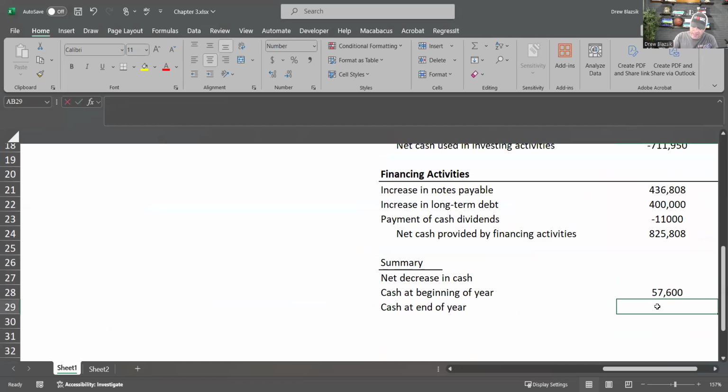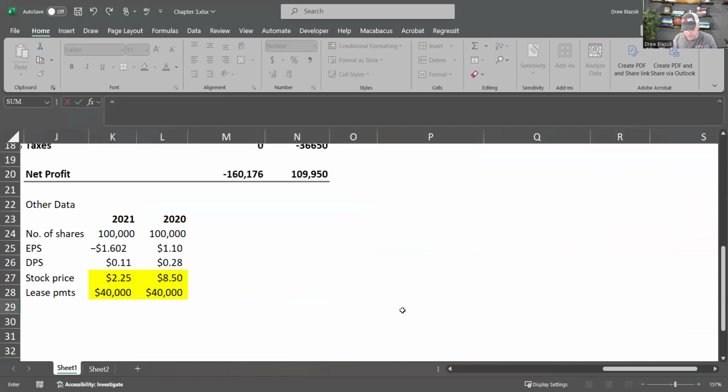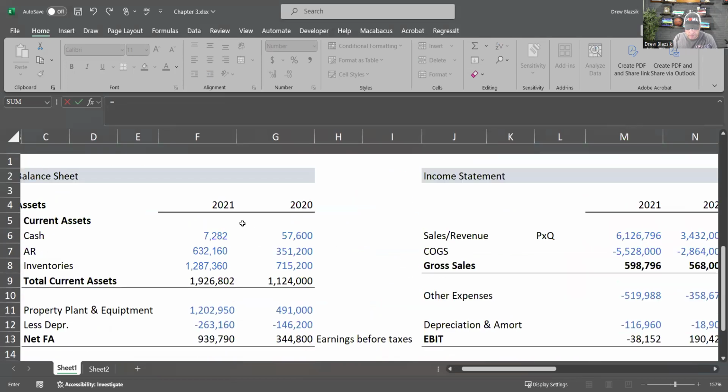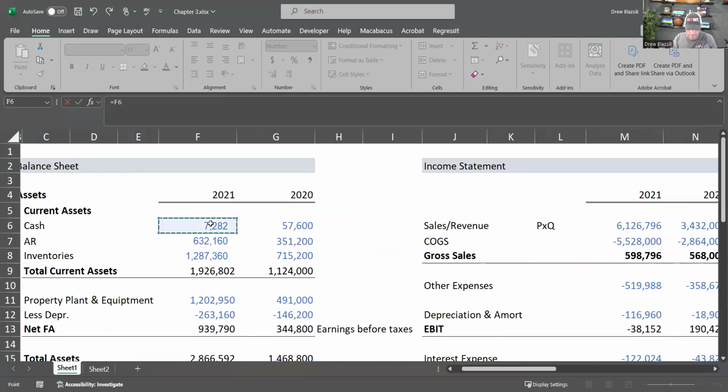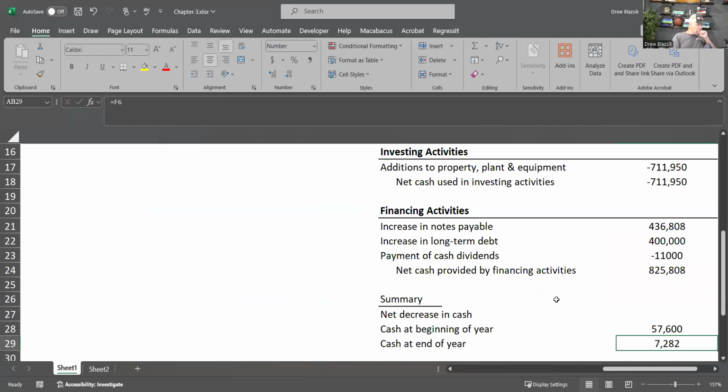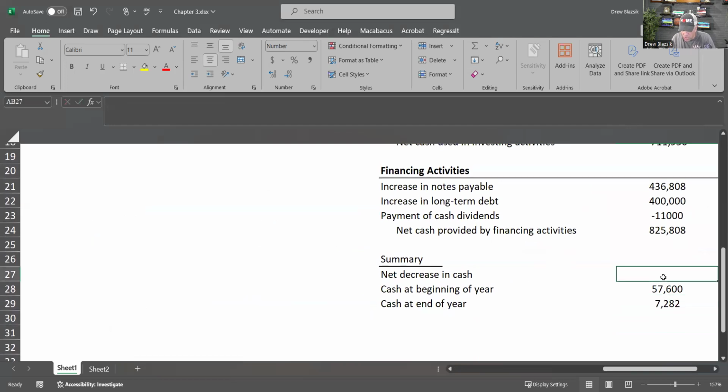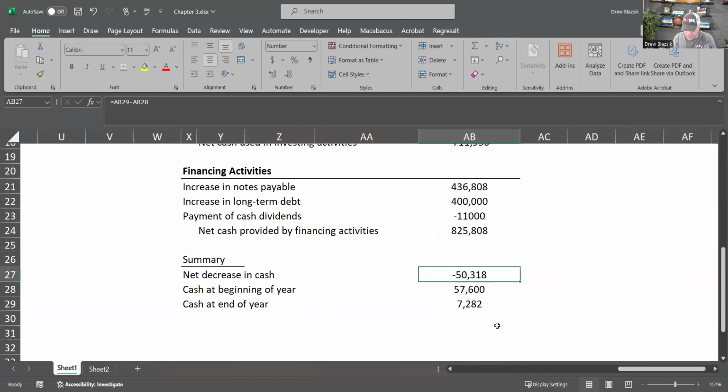Well, how much cash did we have at the end of the year? Well, that's 2021. Excuse me. And we want to know what is the net decrease or increase in cash. What I'm going to do is take the cash at the end of the year minus the cash at the beginning of the year, which will show us a negative $50,000. Okay. Total.